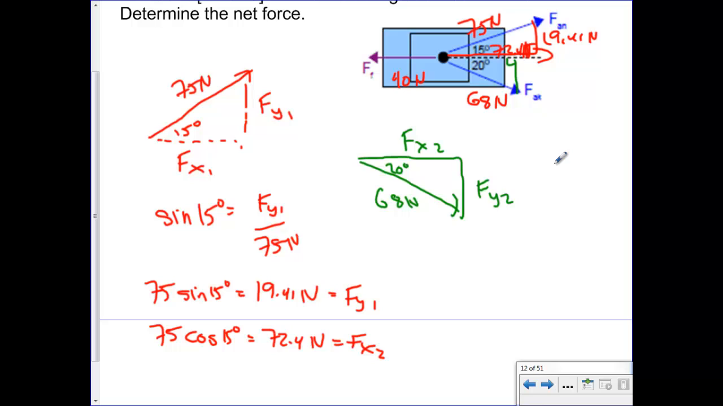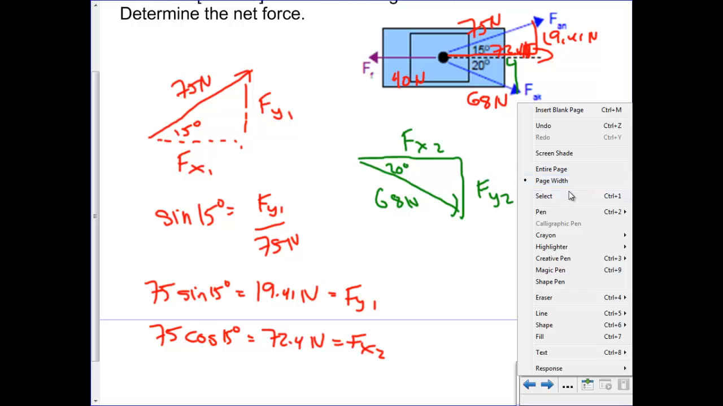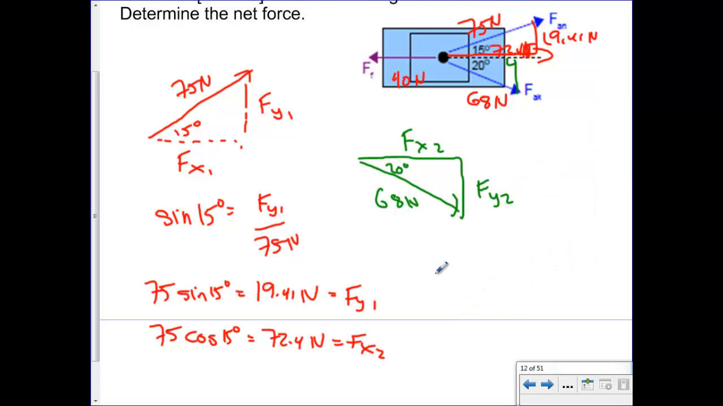So now do the exact same thing for the other guy. The other guy is pulling kind of west, kind of south, east and south. So what would we do here? 68 sine of 20, that would be the opposite, so that would be Fy2. And if I did 68 cosine of 20, that would be Fx2. Does that make sense what I'm doing?